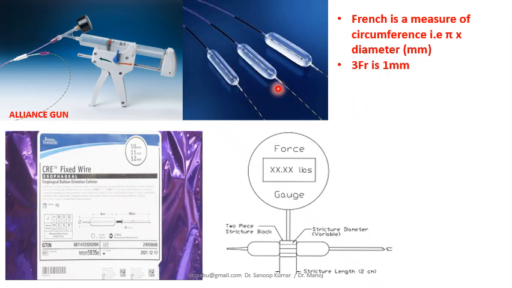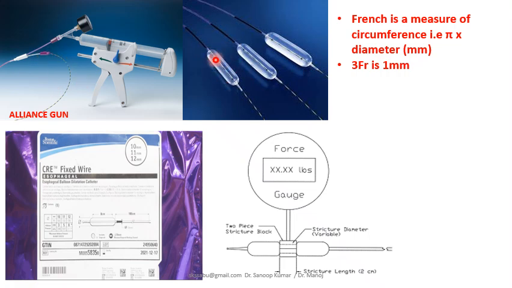And these are the parts. In the parts of the CRE set, we have the Alliance gun. This Alliance gun can be multi-use. In this Alliance gun, the back is for aspirating, and if we put it forward to the green color and plunge it, the water or the contrast material will go out. Here in this gauge we can see the pressures, and this is for the guide wire.